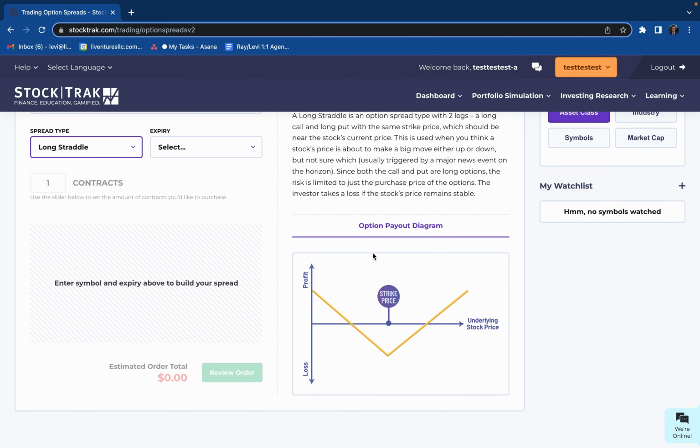So here's the option payout diagram. You can see that if you purchase both options with a strike price near the current price, you lose money on the cost of the options. And if the stock price makes a big move either up or down, you can profit.